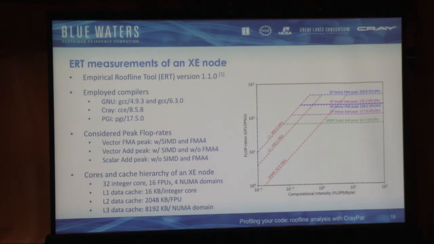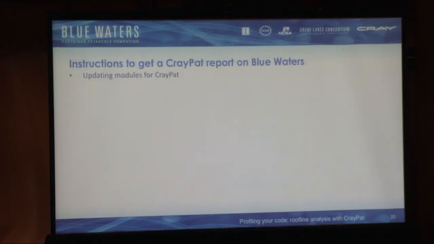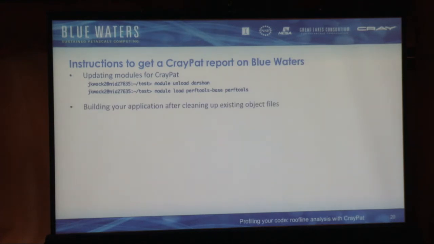I just want to show how we measure the rate. One thing is we prefer to use a measured capacity, not the peak capacity provided by the processor, because in our experience there is some big deviation. First of all, we have to get the performance data from CrayPat. For that, you need to unload Darshan because of a conflict, and you need to load perftools-base and perftools. And then you need to build your application from scratch.